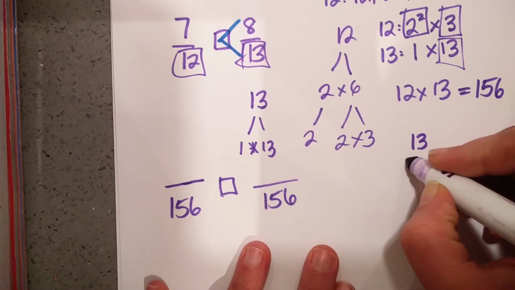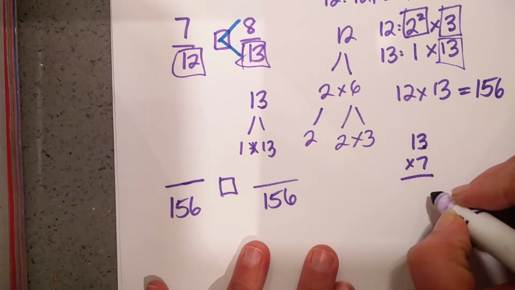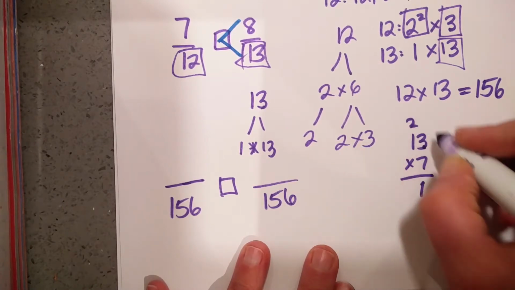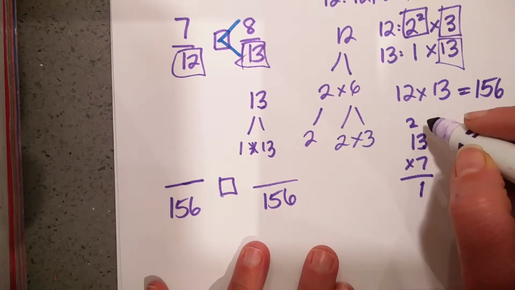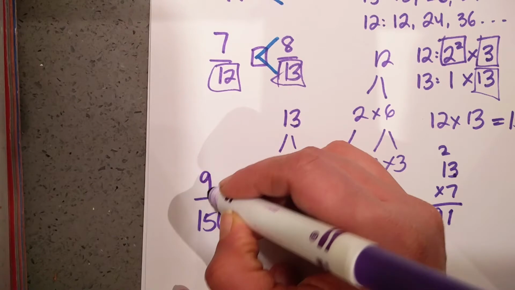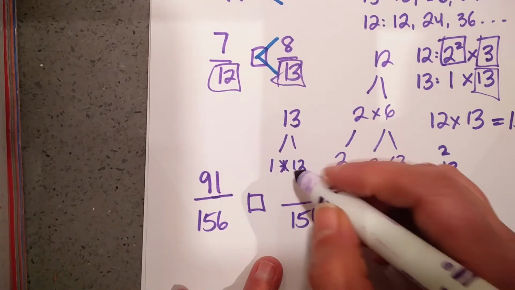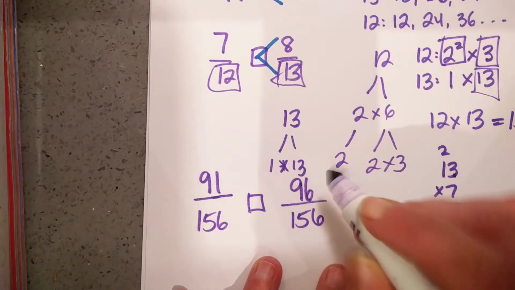13 times 7 gives me, well, 7 times 3 is 21. Carry the 2. 7 times 1 is 7. Add 2 is 91. Well, I know that's 91. And we know that 8 times 13 is 96 because we just did that previously.